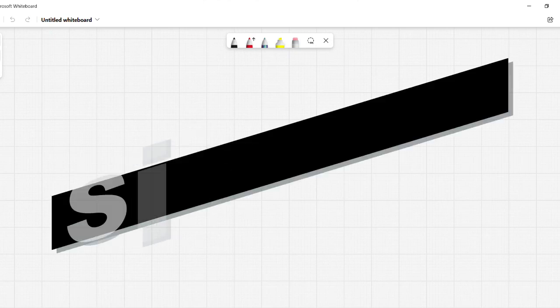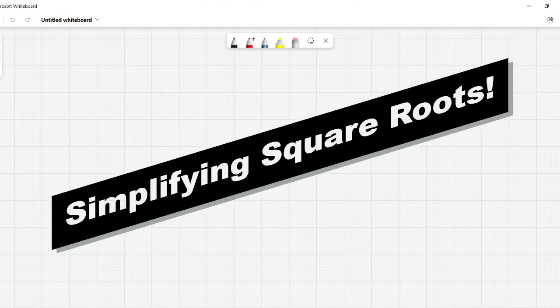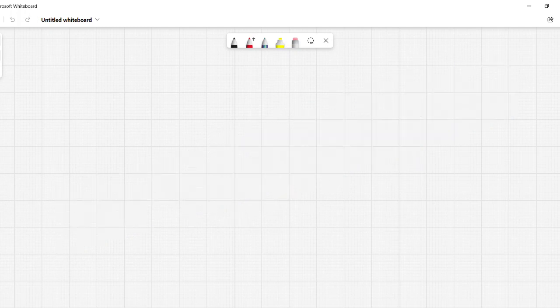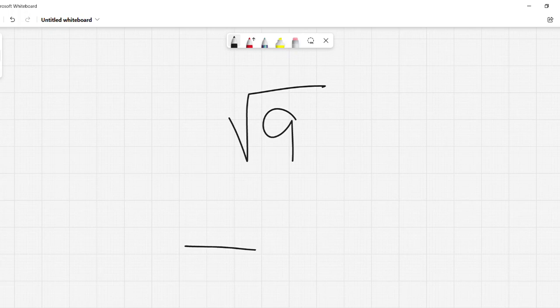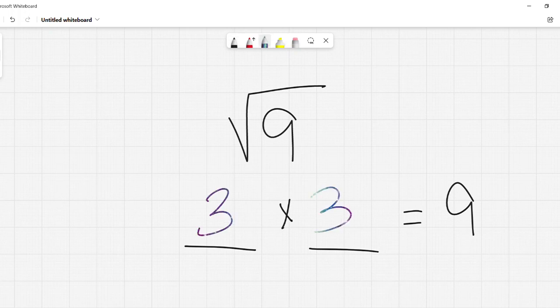Today is about simplifying square roots. How do we simplify a square root? Just as a quick little thing, what is a square root? If I say the square root of 9, what am I asking? I am saying I want a number that when I multiply it times itself, it equals 9. So in this case, 3 times 3. 3 is the square root of 9 because 3 times itself, or 3 squared, equals 9. As you might guess, squared and square root are opposites of each other.